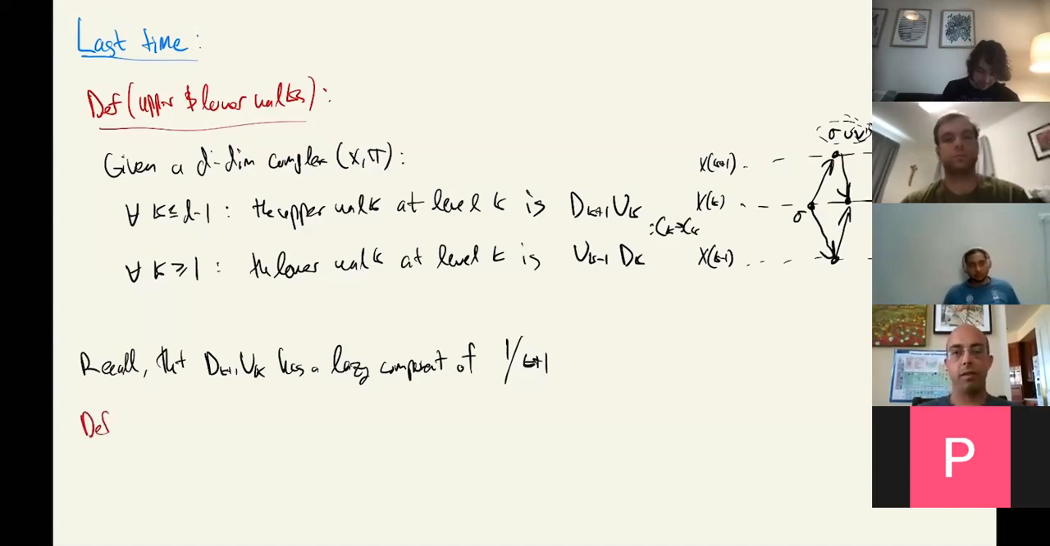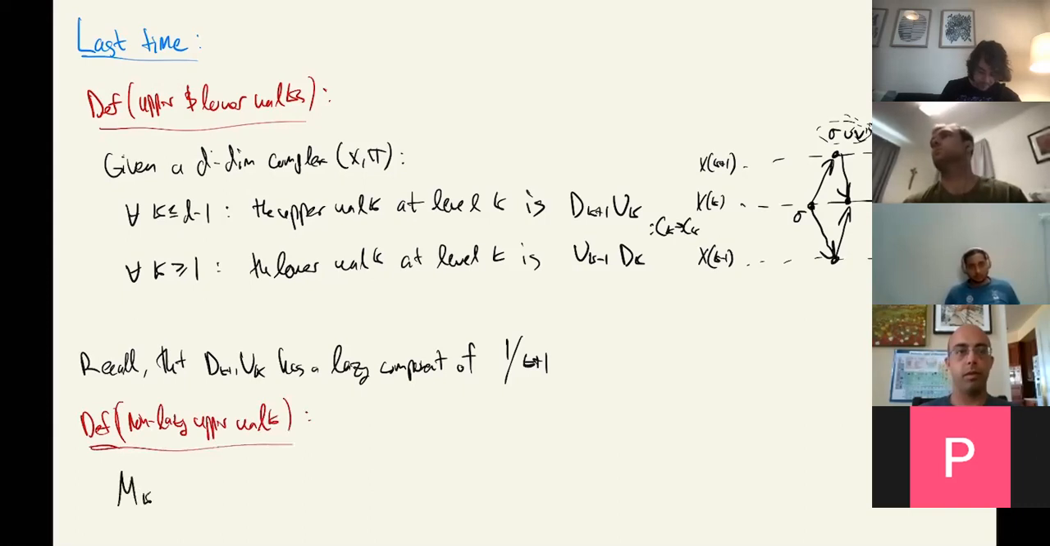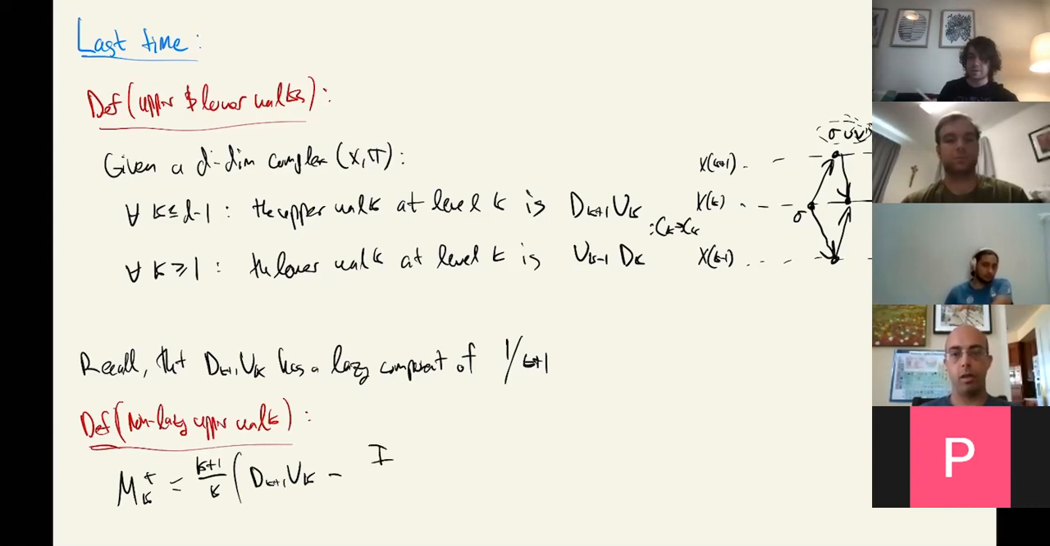So let's remember what that is. The non-lazy upper walk. And this was equal to basically, although Shahar liked writing it the other way, the upper walk minus the lazy component, and then you renormalize it to make sure it's still stochastic, right? So this is the upper walk, D_{k+1} U_k, minus its lazy component. The lazy component is the diagonal, and every entry is 1 over k plus 1, so this is just the identity times 1 over k plus 1. So you subtract off the lazy component, and then to make sure it's still stochastic, you renormalize.